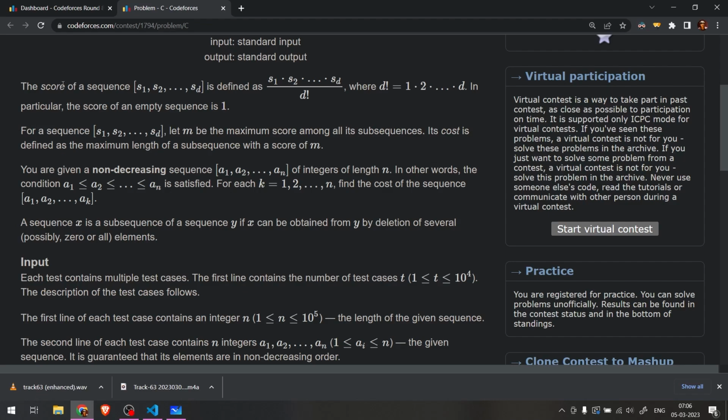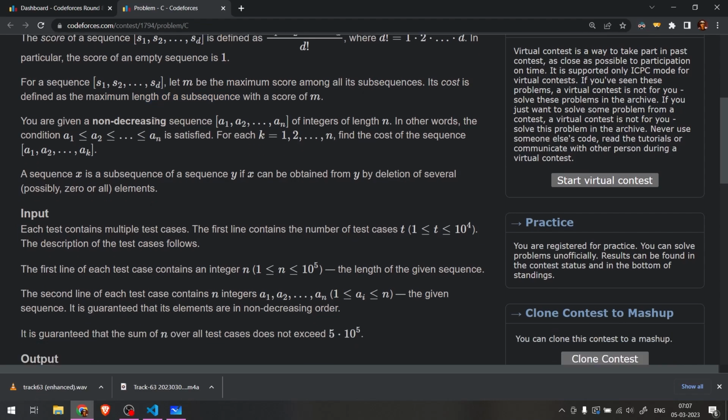So this is the score, and there is also one more term called cost. So what is cost? Cost is the length of the maximum score. What do I mean by that? If for the maximum score using this formula, we took a subsequence of length 5, then the length 5 is the cost of the subsequence. Now, if the maximum score can be achieved by two or more different lengths, then the maximum length would be taken as the cost. I'll explain all of this in a while.